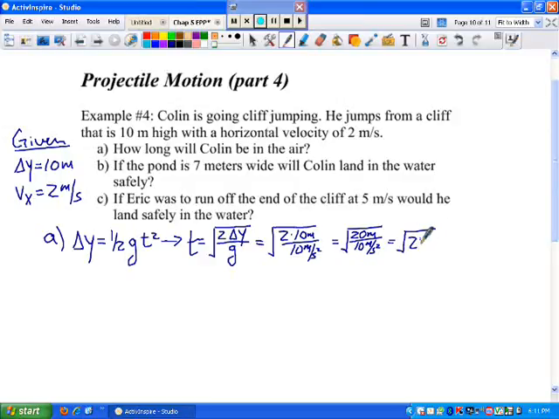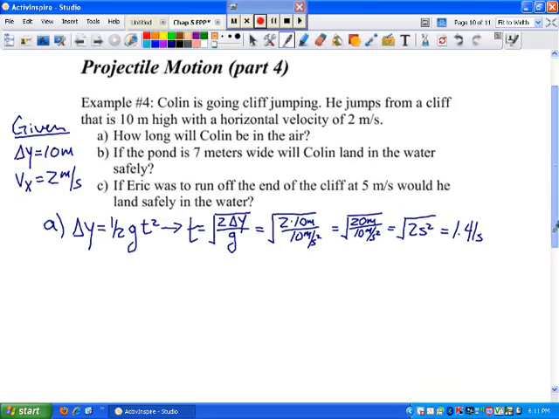Once we've plugged in each step, we end up with the square root of 2 seconds squared, which will actually leave us with a final time of 1.41 seconds that an object is in the air when falling from 10 meters.